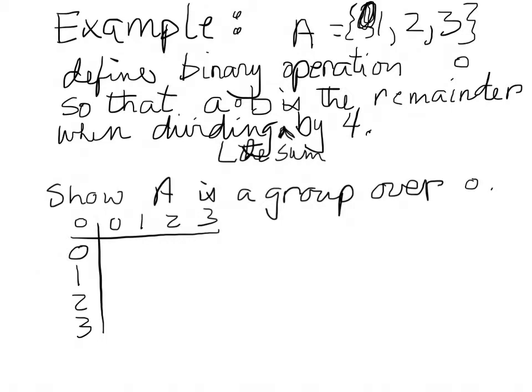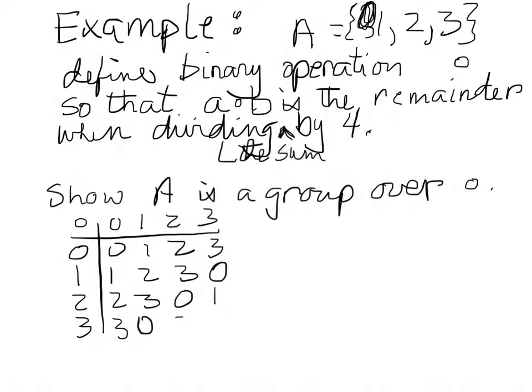So I add them and then divide by 4, and I then record just the remainder. And when I do this, I end up with this table the way I've written it here. Sorry, I wrote it not quite correctly. Got to put 1, 2. Okay, so now I've made a table with this operation.